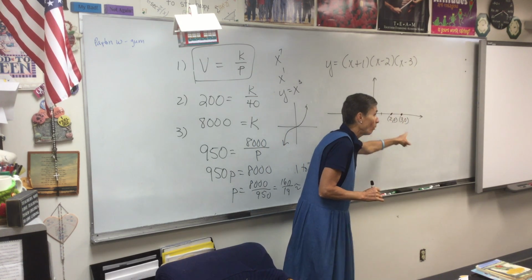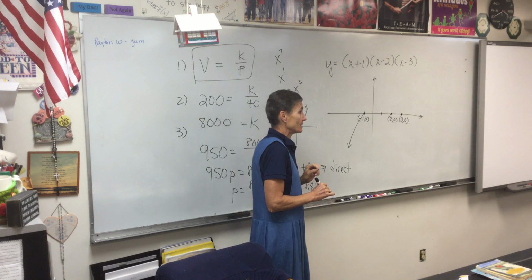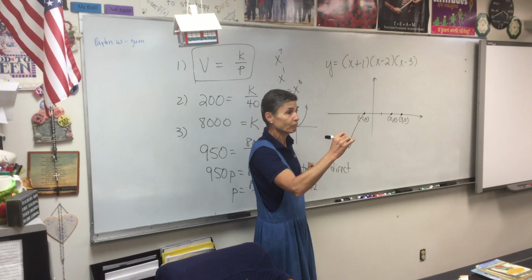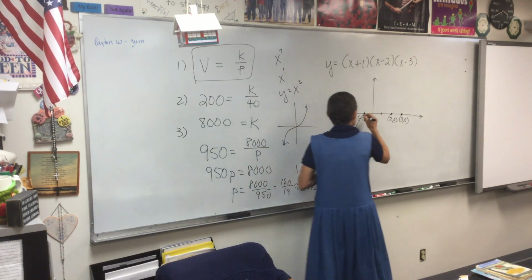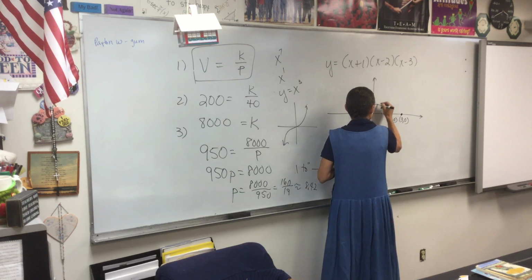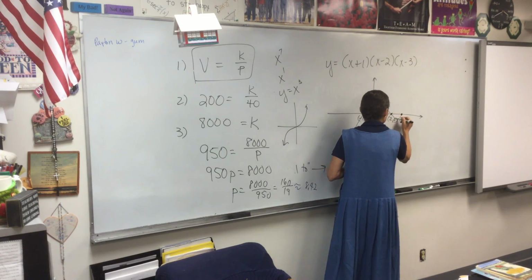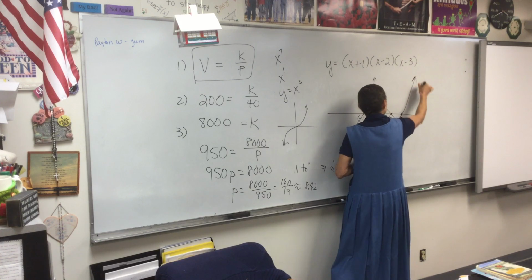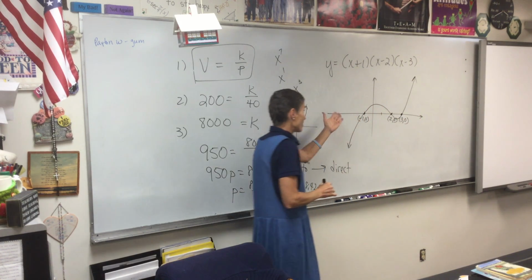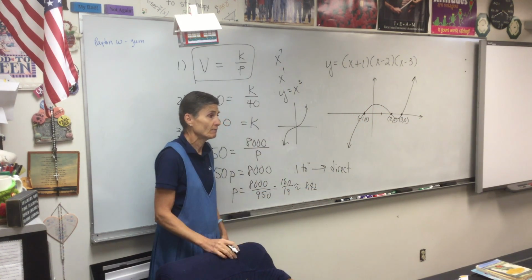Every one of these points is connected by a smooth flowing curve. So I come up, I have to connect to this one, I have to connect to that one, and I have to shoot up into space. That is the graph of that polynomial function.